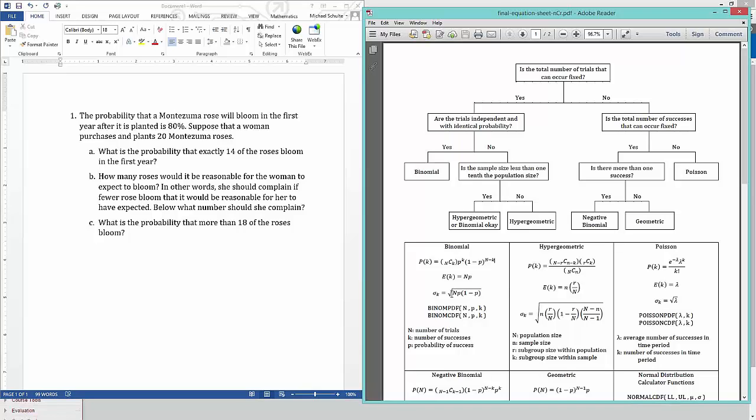The second one answers what's our expected value. It's just number of trials times the probability of success. So on average, it would be 16 roses that would bloom, right? 80% of 20 is 16.